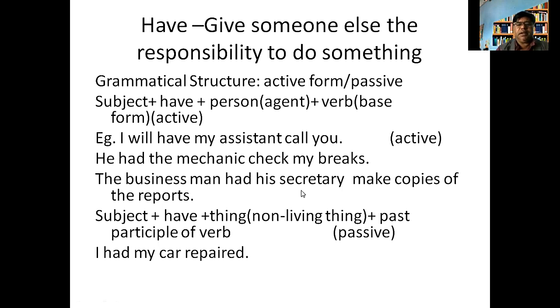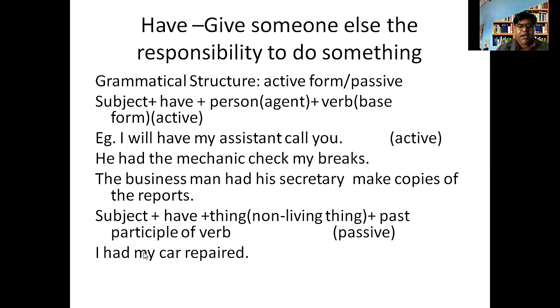It is the duty and responsibility of the secretary, but the businessman asked his secretary to make the copies. Who makes them? The secretary makes them, but the secretary is asked by the businessman to make the copies of reports. So when there are non-living things, at that time we use a passive structure: subject plus have plus thing. When the thing comes, then we use the passive structure.